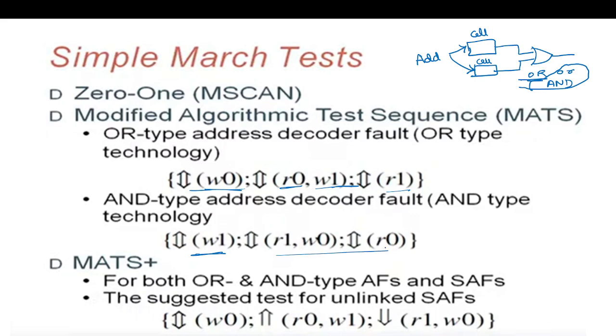So next is MATS plus. It's for both address decoder faults, arithmetic fault, and static fault. So the suggested sequence for unlinked static faults is this.